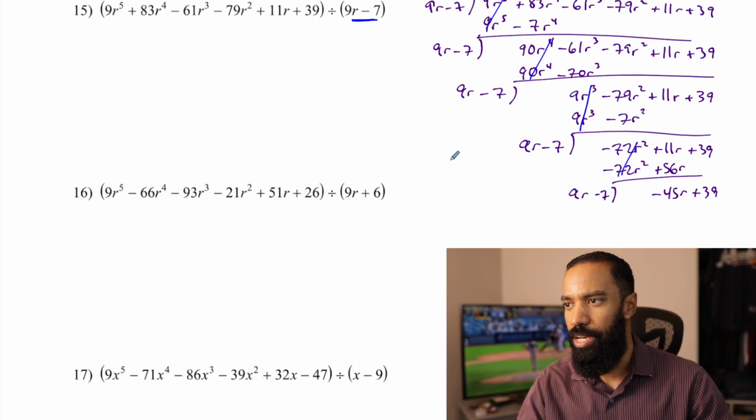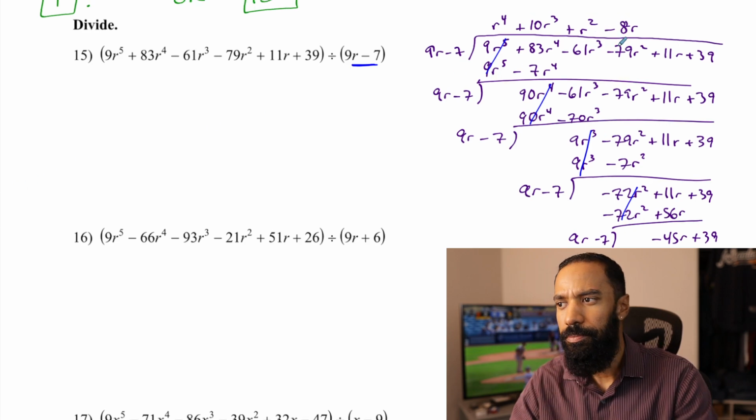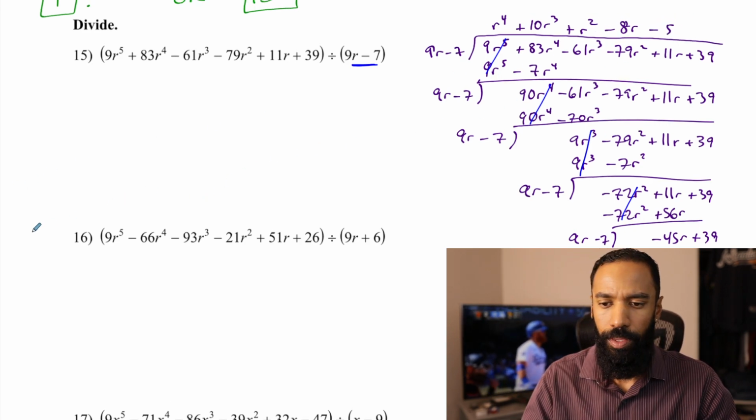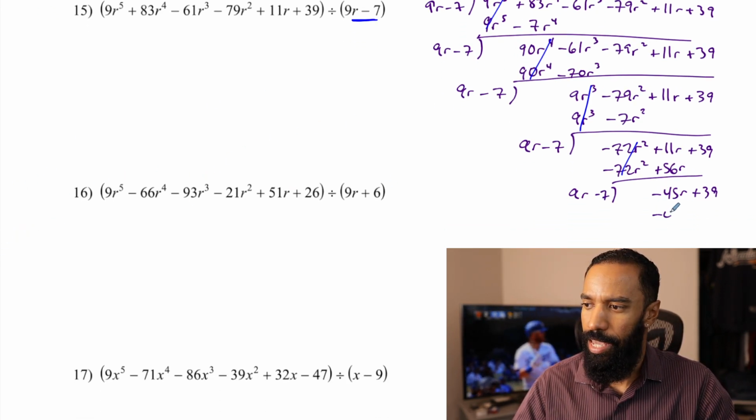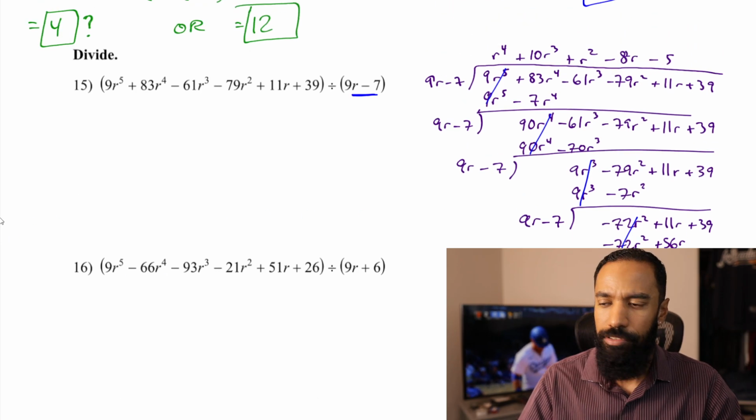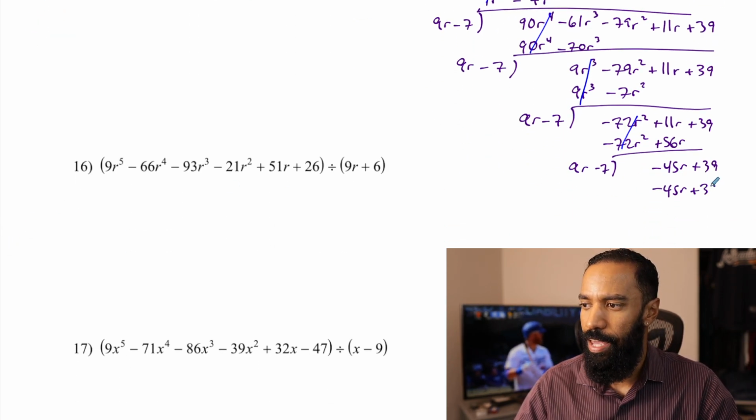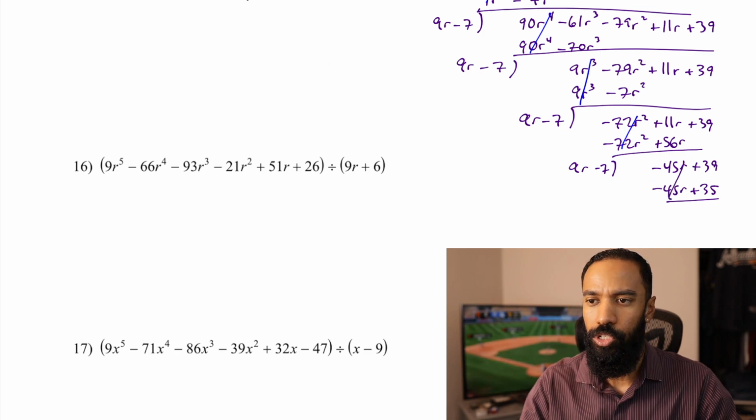And then 9r goes into negative 45r negative 5 times. So minus 5 right there. So that's negative 45r. And yeah, this thing's not going to be clean. Negative 7 times negative 5 is plus 35. And subtract that result here. My remainder is going to be 4.